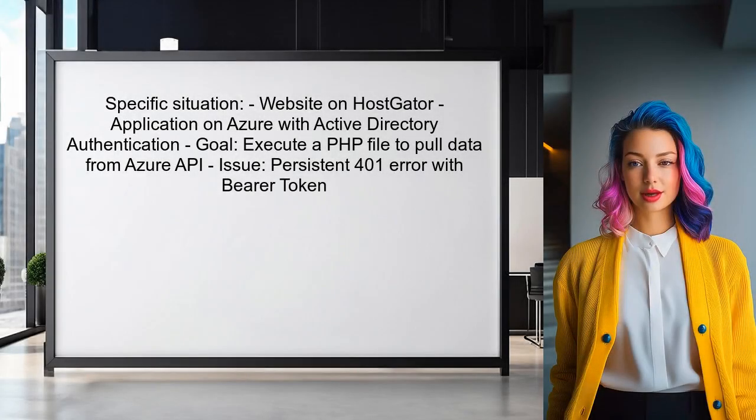Let's dive into the specific situation. One user reached out with a setup involving a website hosted on HostGator and an application on Azure with Active Directory authentication. They want to execute a PHP file on their HostGator site that pulls data from their Azure API. But they keep hitting that pesky 401 error, even with a bearer token. Sound familiar? Let's explore this together.